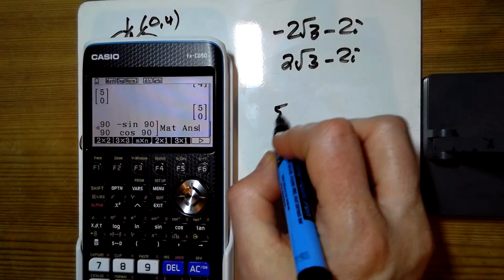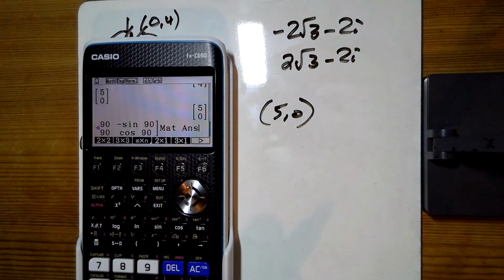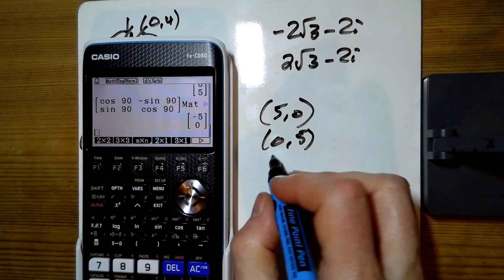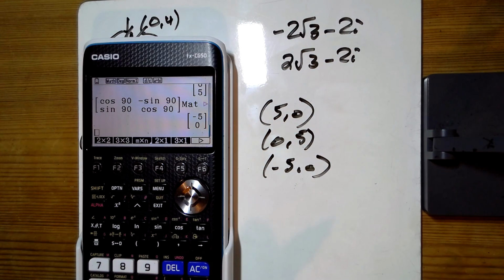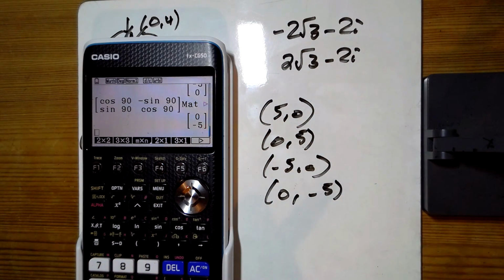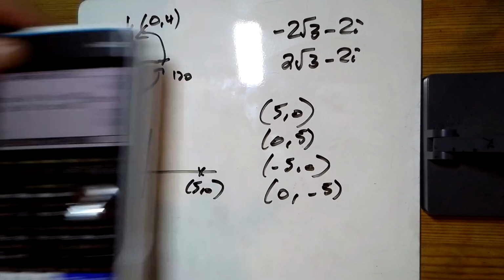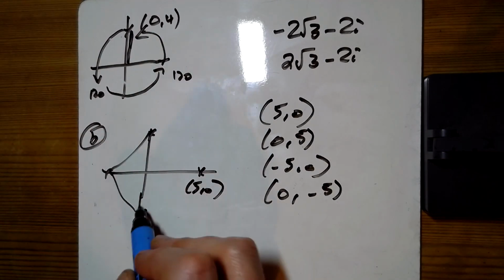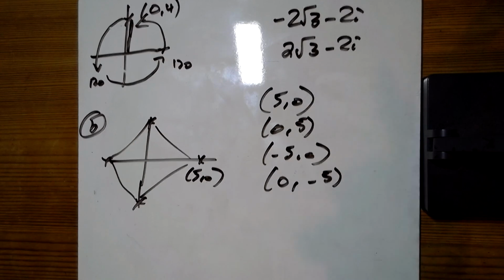And so we started at 5, 0. The next point we're going to need is 0, 5. The one after is minus 5, 0. And the fourth point, 0, minus 5. Check all the way around, back to the beginning again. And of course, if you really wanted to, you could plot them all on the points here, and we'd have a square like that, not a diamond.